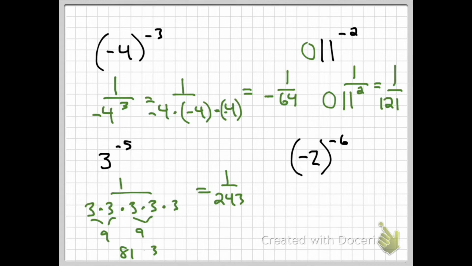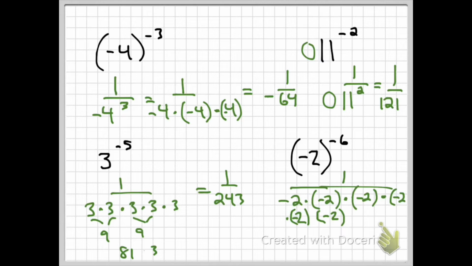All right, and then our next one here, we're going to also do the same. Remember that these are negative 2, so negative 2 times negative 2 times negative 2 times negative 2 times negative 2 times negative 2. So we know that if we have an even amount of negatives, your answer is going to be a positive answer. So it's 1 over, let's see, we have 4 times 4 times 4, which ends up getting us 1 over 64, and that's positive. So just be careful with those.